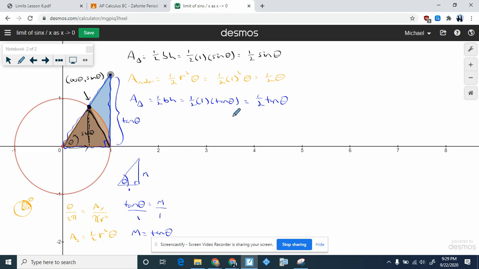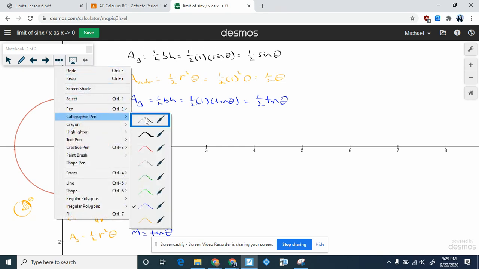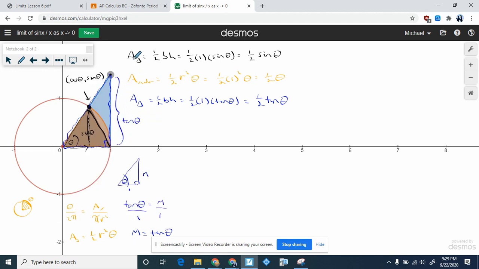And now, why did I go through all of this? Remember, we're trying to use the squeeze theorem here. In order to do that, I want to start with the true inequality. The way I'm going to get my inequality for this problem is by the areas. I can say that the area of the black triangle, that's this in here, is less than or equal to the area of the sector, that's the orange pizza slice, which is less than or equal to the area of the big triangle, which is the blue triangle. So I can say 1/2 sine theta is less than or equal to 1/2 theta, less than or equal to 1/2 tangent of theta.